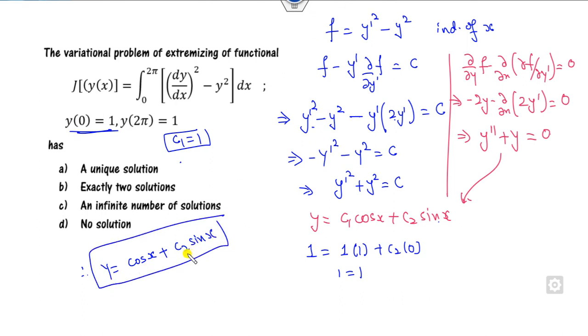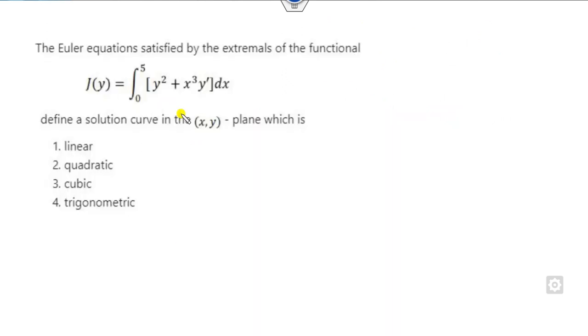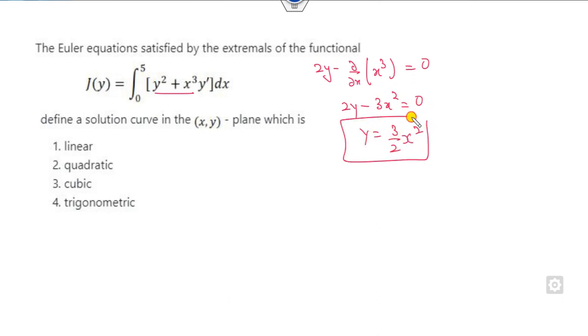Now you can see this c2 has infinitely many values, so the corresponding y has infinitely many values. So the right answer is an infinite number of solutions. Now again we can start with extremals, so the partial derivative with respect to y is 2y minus the partial derivative with respect to y dash here. So the right answer of this is 3x square. So y is equal to 3 over 2 x square. What is the nature of this? It is a quadratic. This is the right answer of this problem.